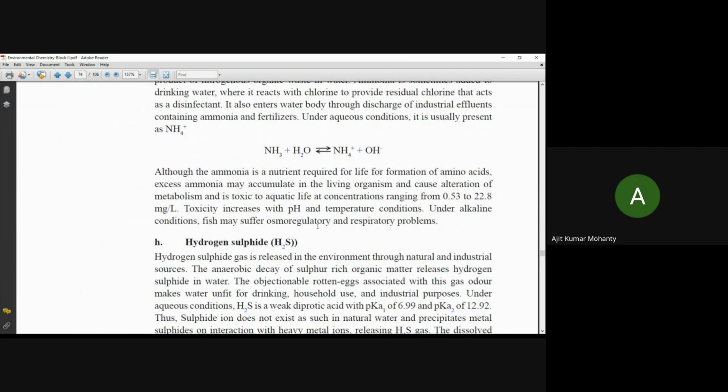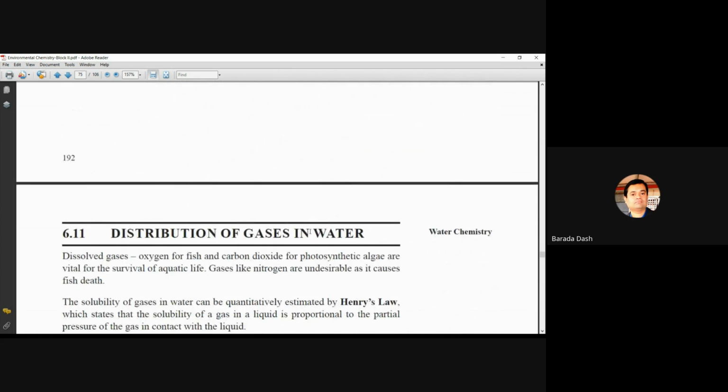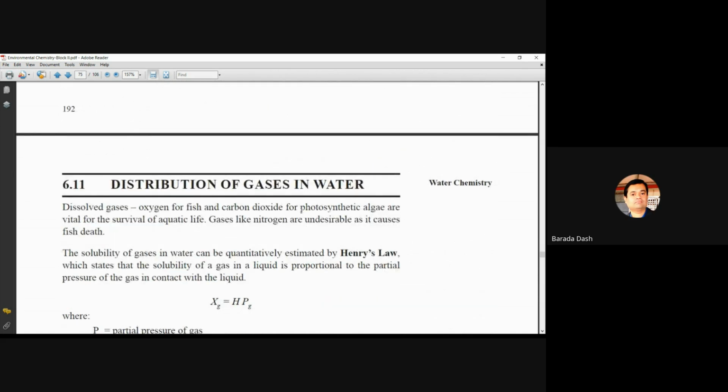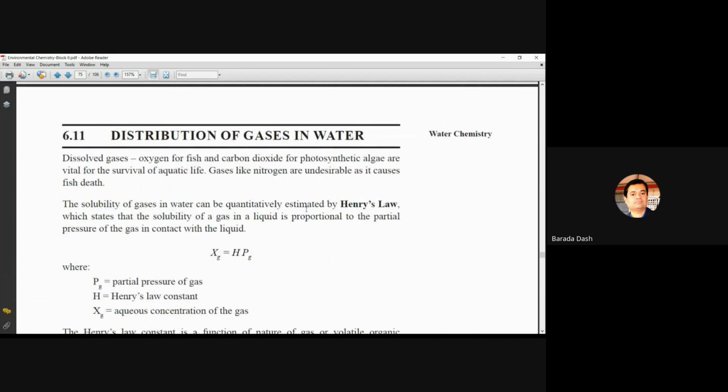Yes, sir. Next, ammonia is there, hydrogen sulfide is there. So then distribution of gases in water. By Henry's law, dissolved gases like oxygen for fish and carbon dioxide for photosynthetic algae are vital for the survival of aquatic life. Gases like nitrogen are undesirable as they cause fish death. So nitrogen is undesirable, but other gases like oxygen and carbon dioxide are required.